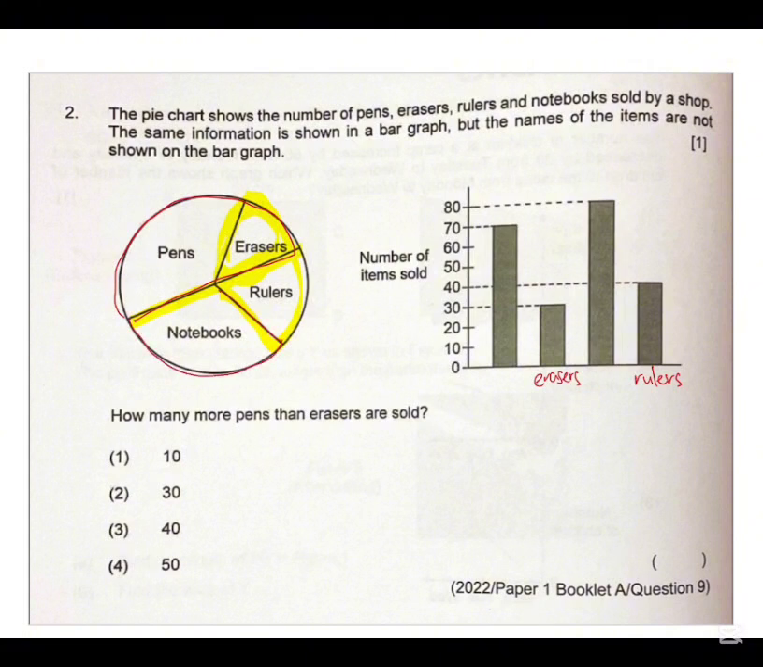Okay, so pens would be the biggest one. So the highest one would be pens. Then the slightly smaller, second largest one will be notebooks.